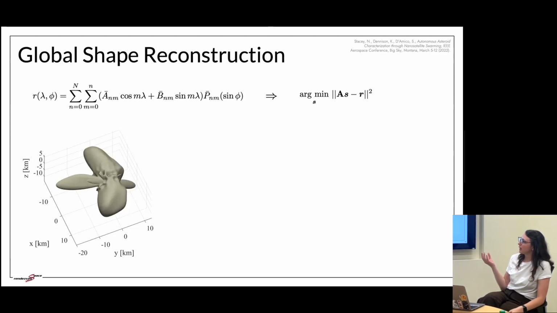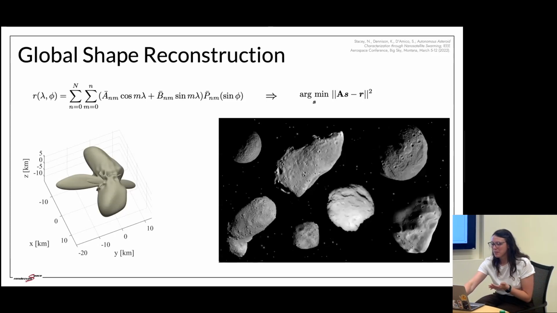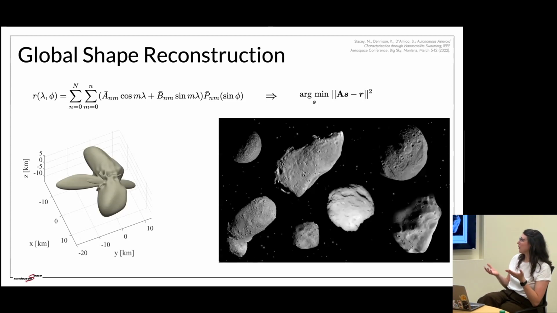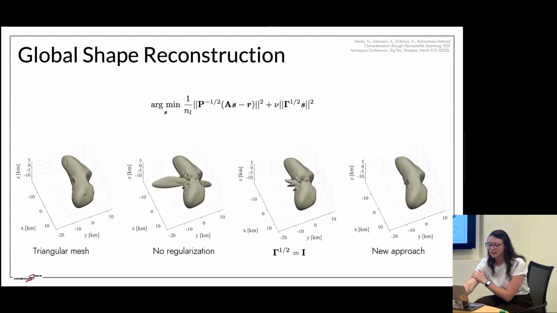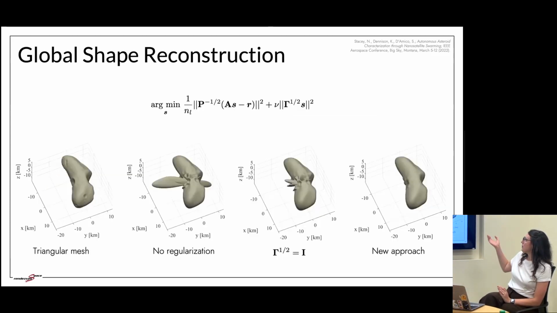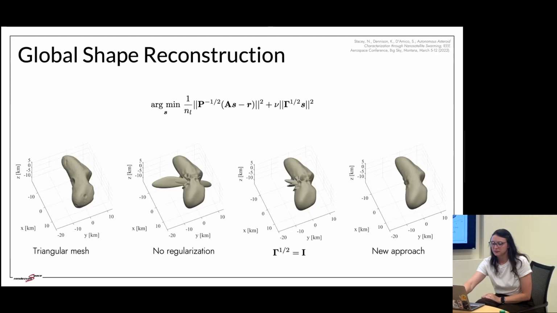However, if you get too many points in some areas, but not enough in others, this generally leads to overfitting, which is not great. But we know that this is what asteroids are actually supposed to look like. And so what Nathan developed was a regularization factor added to the spherical harmonic coefficients that leads to the spherical harmonic shape models actually fitting what you expect from an asteroid.